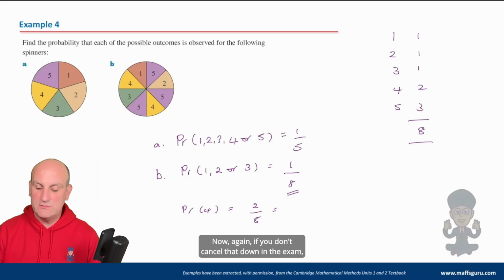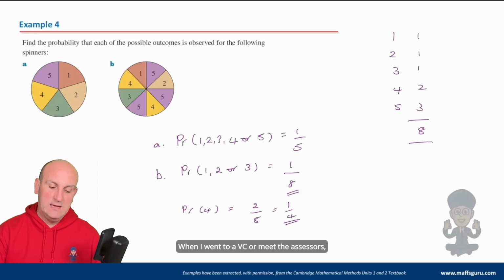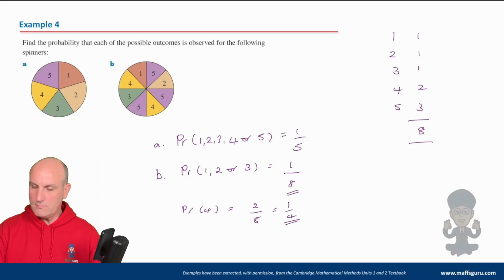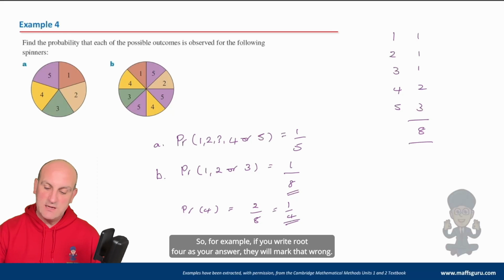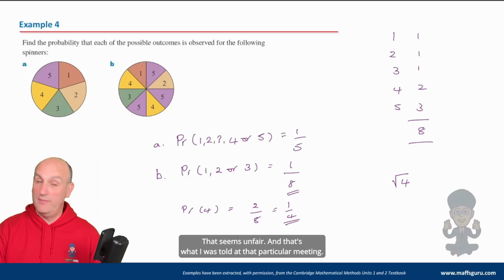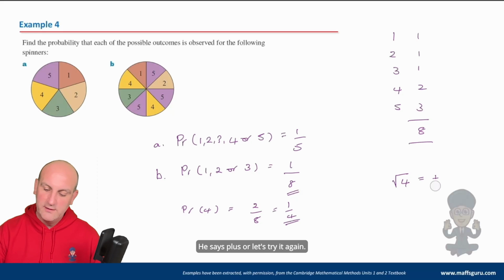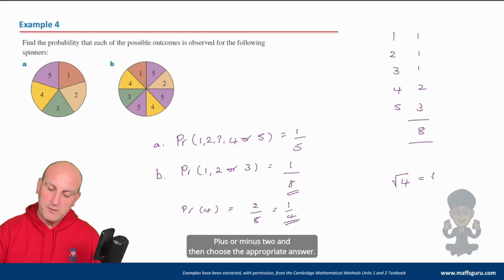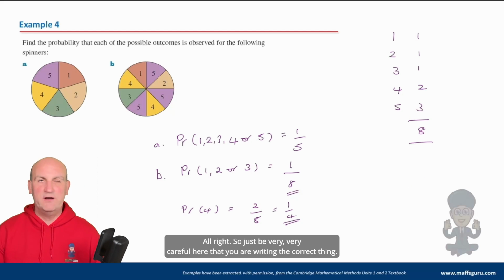Now again, if you don't cancel that down in an exam, I am led to believe the examiners will not be at all impressed, and you could actually lose the answer mark. When I went to a VCAA meet the assessors, what they told me was, quote, they are not there to finish the question for you. So for example, if you write root 4 as your answer, they will mark that wrong. That seems unfair, and that's what I was told at that particular meet the assessors. You had to write that down as plus or minus 2, and then choose the appropriate answer. All right, so just be very, very careful here that you are writing the correct thing.